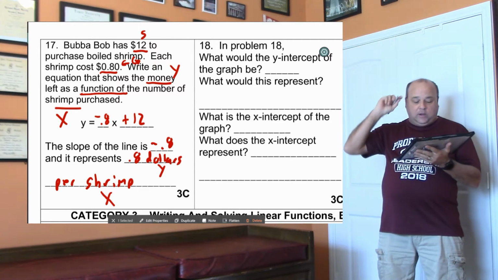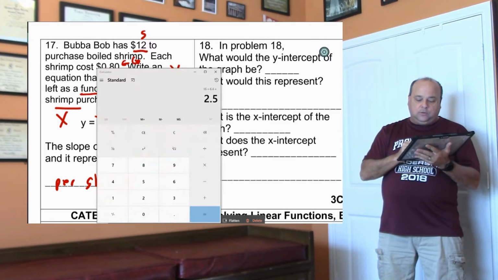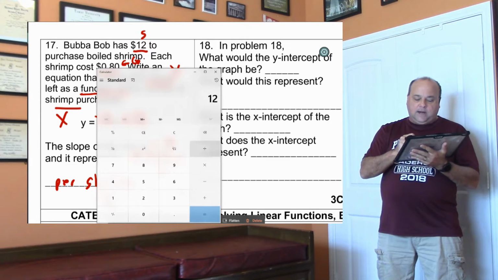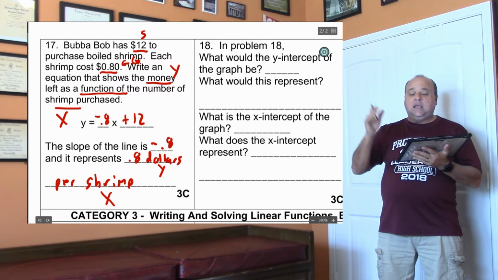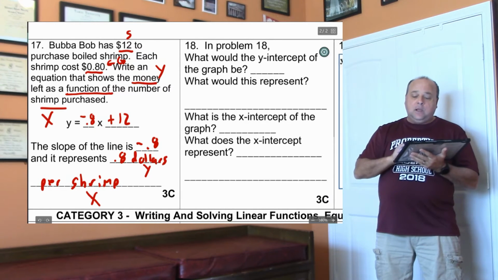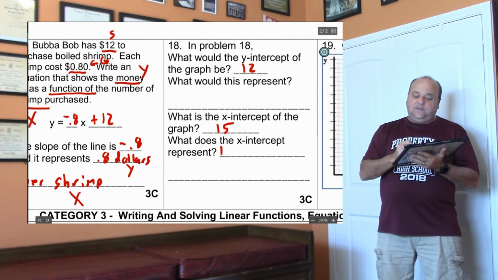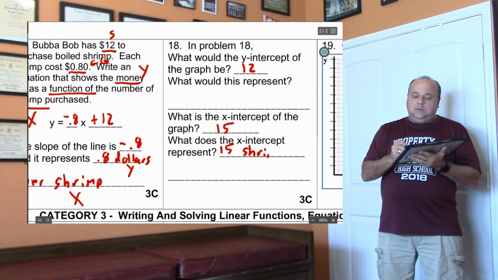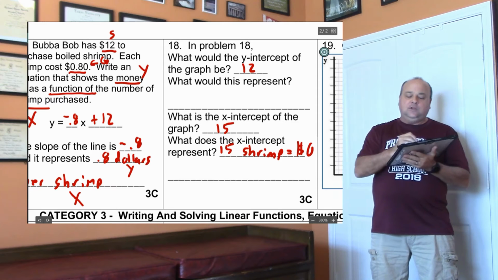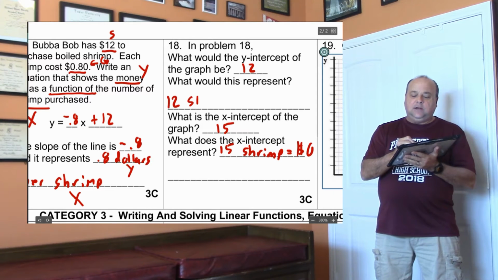Now if you do 12 divided by 0.8, and let's go through and do this, 12 divided by 0.8, you get 15. So he could get 15 shrimp with that, right? So the y-intercept would be 12. That's your starting amount. The x-intercept's 15. 15 shrimp equals $0, right? And the 12 would be the starting amount of cash, right?